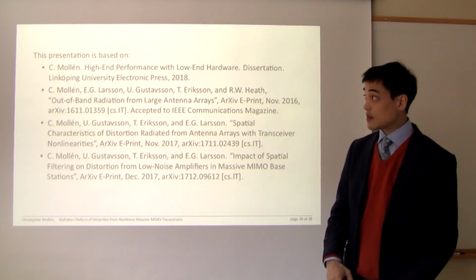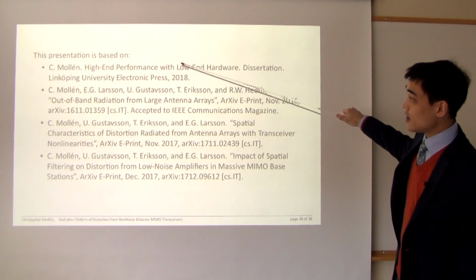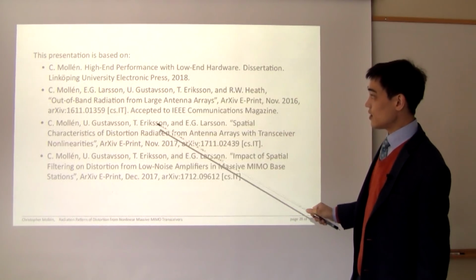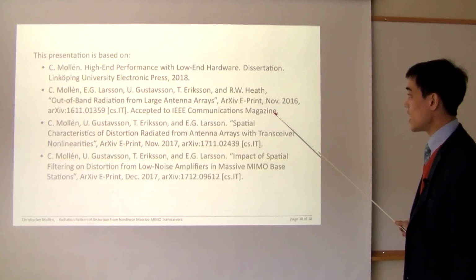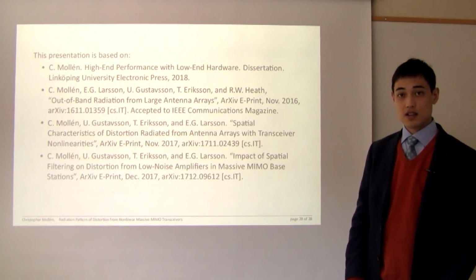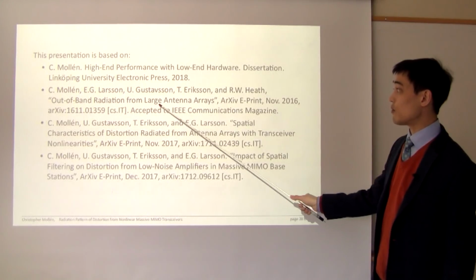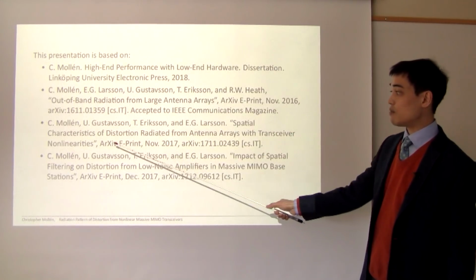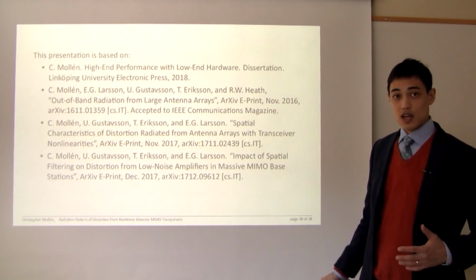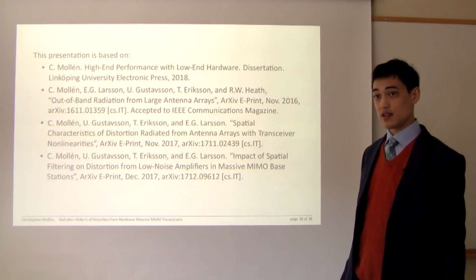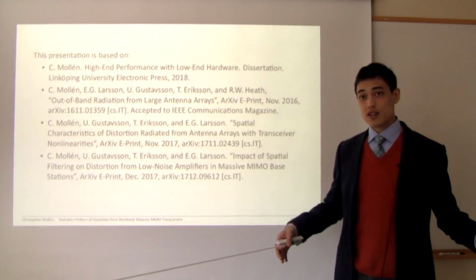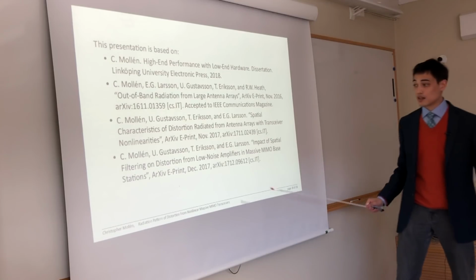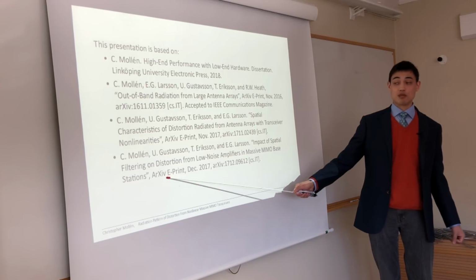And this talk is based on different publications. The first publication here is my PhD dissertation. The second publication, which has been accepted to the IEEE Communications Magazine, is a paper that outlines the out-of-band radiation from large antenna arrays. The third publication is available on arXiv, and it describes all these mathematics that I have shown in this presentation. And in fact, all these tools that we have used now to analyze the downlink can also be used to analyze the uplink, and that's what's done in this paper that is also available on arXiv.